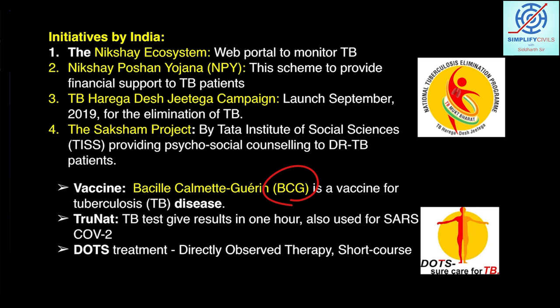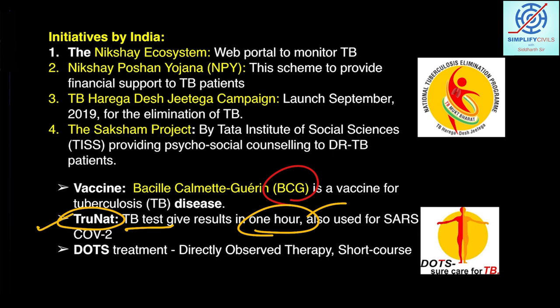The next topic is TrueNet. TrueNet is nothing, it's just a device, a testing kit for tuberculosis. And when COVID-19 came, it was used to detect and diagnose COVID-19, and it used to give the results in a very early stage, in 1 hour. So that's why it was used.